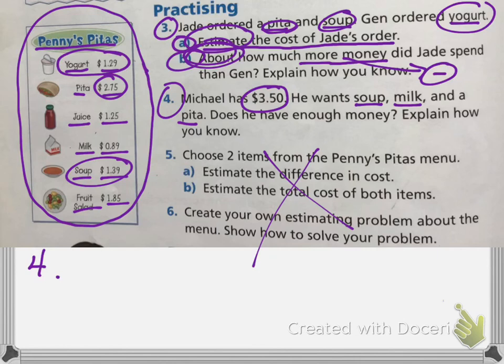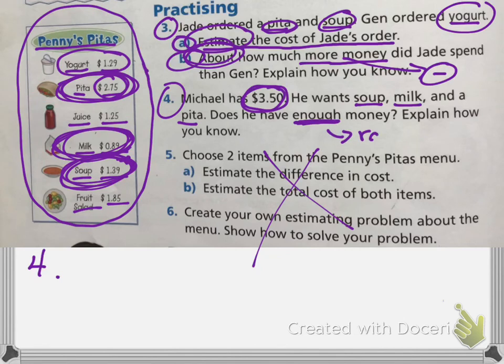Okay, we need to remember a bunch of things. We need to remember he's got $3.50. Here's what he wants to buy. He wants soup, so he wants that number. He wants milk, and he wants a pita. So those are his three things right there: $2.75, 89 cents, and $1.39. Now, this clue word right here, does he have enough money? That is a clue word for rounding or estimating.